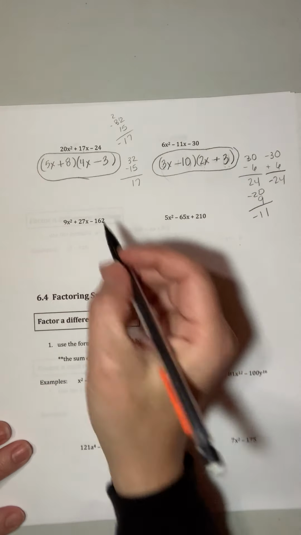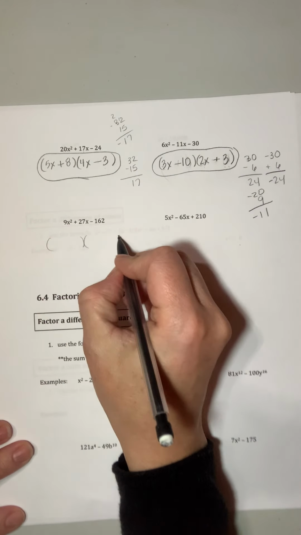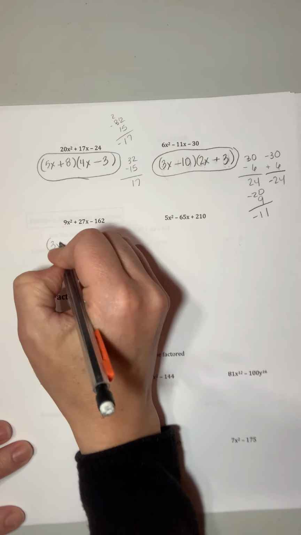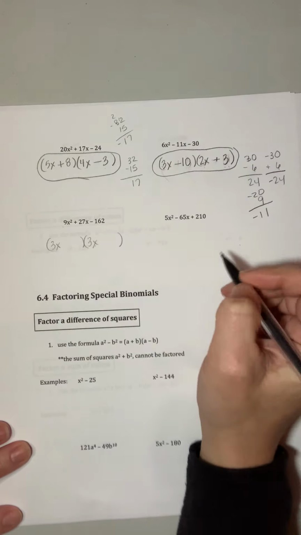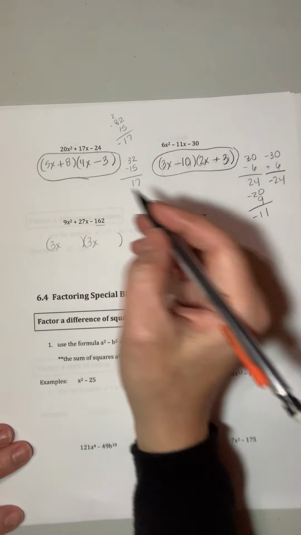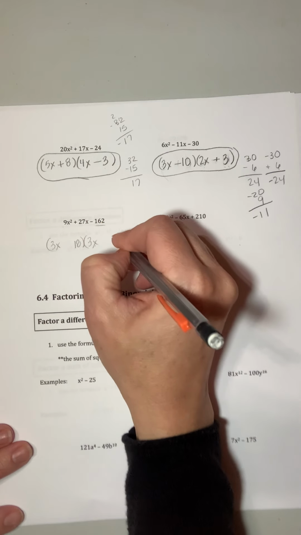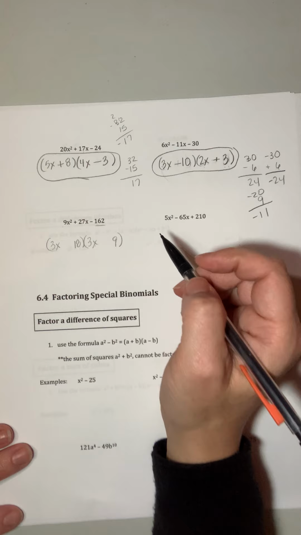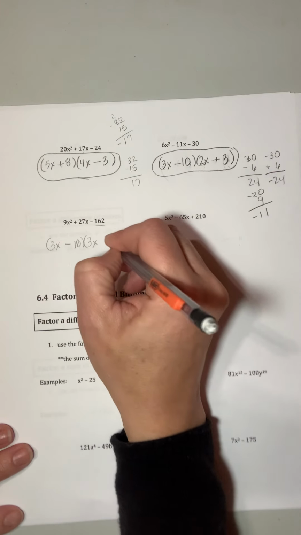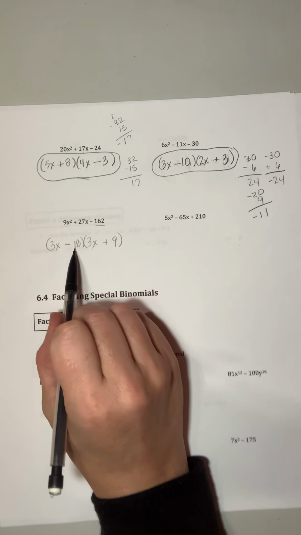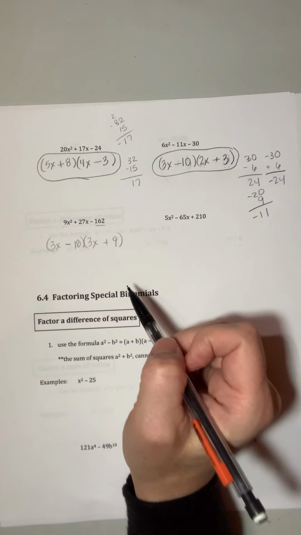All right, next one I have, so 9 can be 9 and 1, 1 and 9, 3 and 3. Let's keep it simple and do 3 and 3. You need two numbers that you multiply together to get 162. If you look in your chart, about 18 and 9. But one of them has to be negative because it's a negative 162. So let's go minus and plus. So the 3 and 3 gives me my 9. Negative 18 and 9 gives me my negative 162.